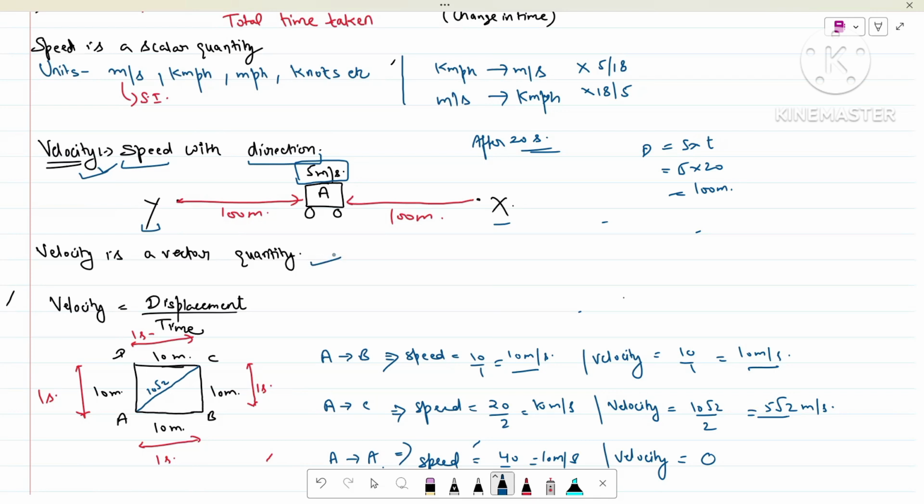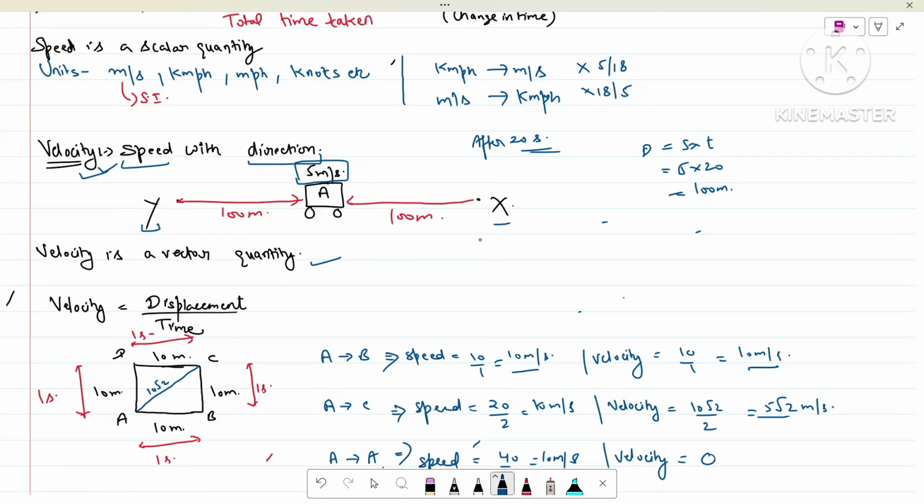Since speed we find as distance by time taken, and distance is a scalar quantity, speed is also a scalar quantity. But velocity is a vector quantity. So instead of distance, we have to take displacement. Generally, in a straight line motion, the magnitude of speed and velocity is the same. But in some cases, the magnitude of speed and velocity can be different also.